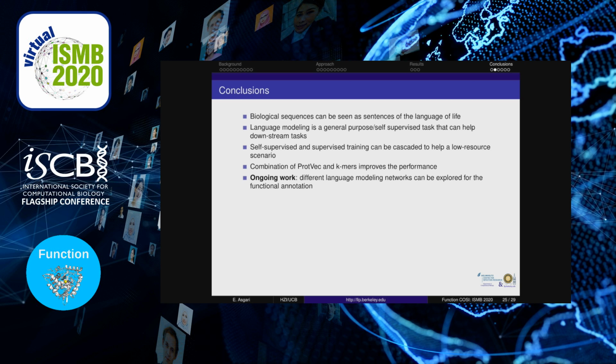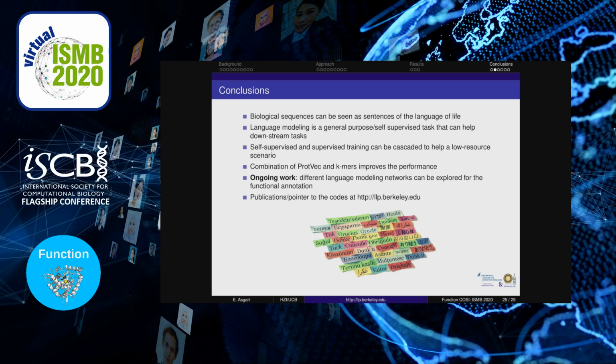Currently, we are working on different language modeling networks that can be explored for functional annotation. Links to the publications and the code bases for the Life Language Processing project can be found on the LLP website, llp.berkeley.edu. Thank you for your attention, and I also would like to thank the organizers for their great effort on making the CAFA challenge and serving the community with this great shared task. Thank you.